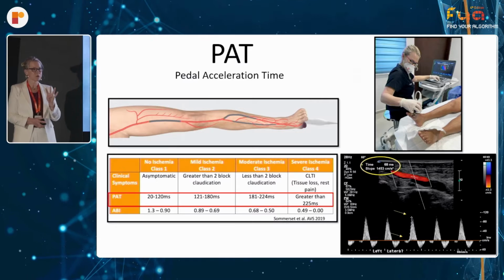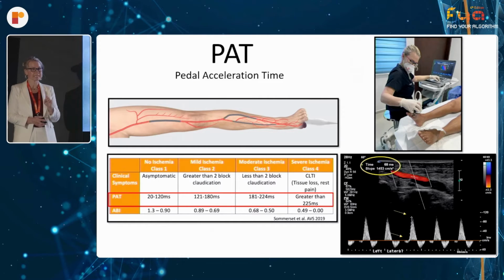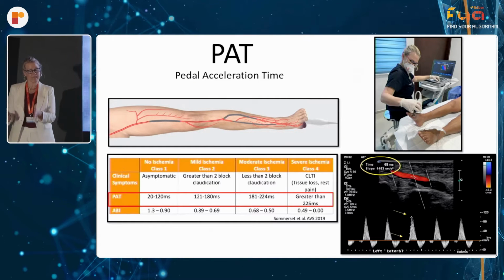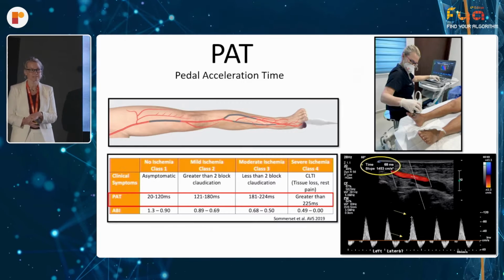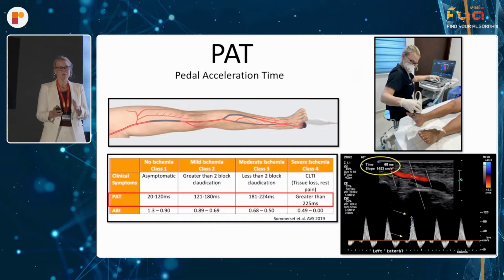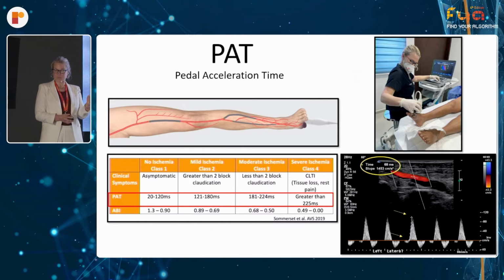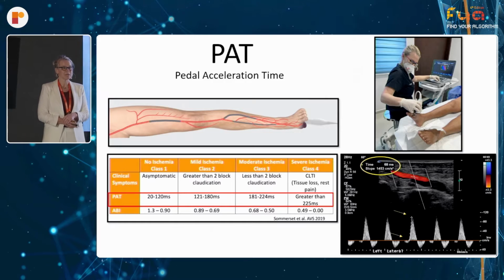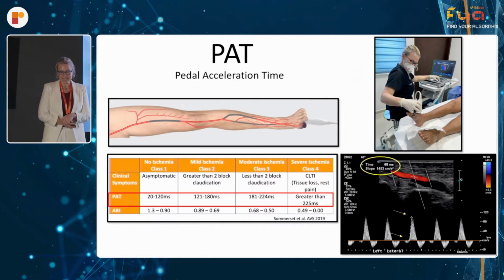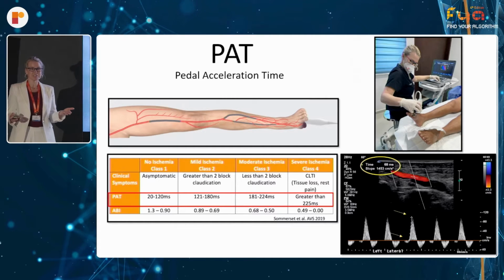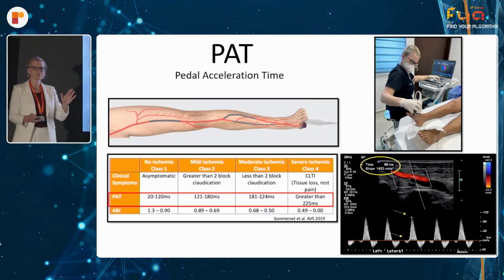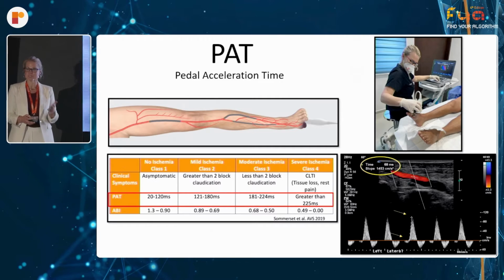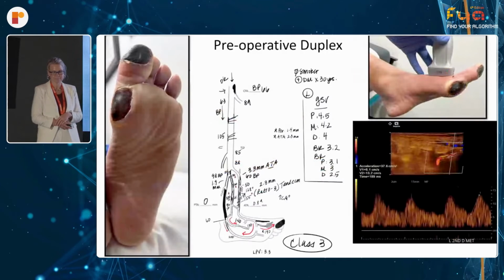So PAT is broken up into 4 classifications. Class 1 being normal, all the way to Class 4 being consistent with tissue loss and rest pain. And again, we want the PAT to be either Class 1 or Class 2 to indicate wound healing. And this is just the extension of the arterial duplex. We're just scanning below the level of the ankle on the anterior and posterior circulation of the foot.